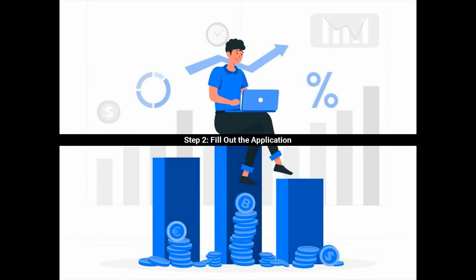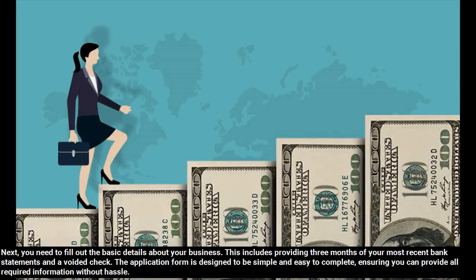Step 2. Fill out the application. Next, you need to fill out the basic details about your business. This includes providing 3 months of your most recent bank statements and a voided check. The application form is designed to be simple and easy to complete, ensuring you can provide all required information without hassle.